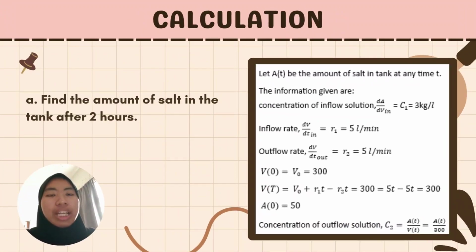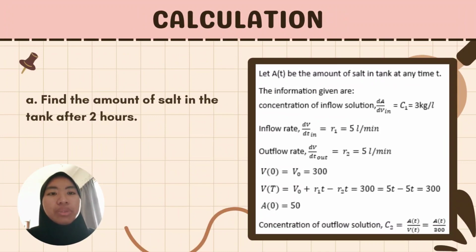For question A, let A(t) represent the amount of salt in kg in the tank at time t minutes. Initially, the tank contains 300 liters of brine with 50 kg of salt dissolved in it. The inflow brine has a constant salt concentration of C1 equal to 3 kg per liter and enters the tank at a rate of R1 equal to 5 liters per minute. Therefore, the rate at which salt enters the tank is given by rate in equal to C1 multiplied by R1 equal to 3 multiplied by 5 equal to 15 kg per minute.